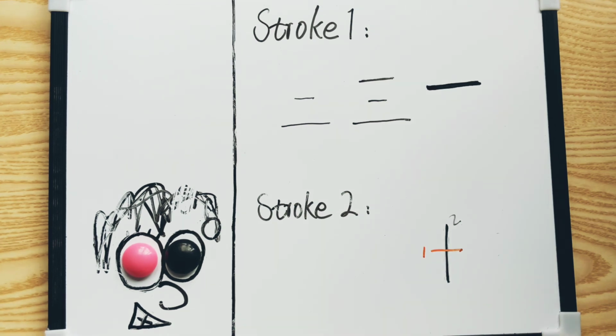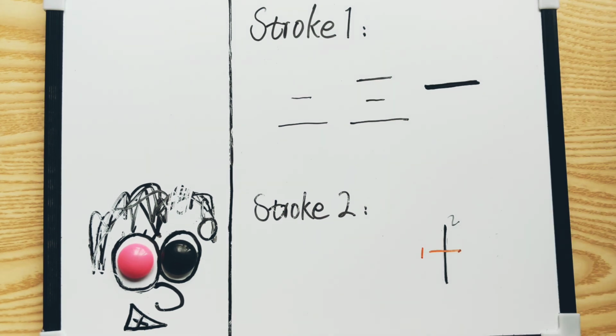Okay? Now this is a quick example of these 2 strokes and what kind of characters you can have from them. Do you want to learn more and see more characters made of these 2 strokes?